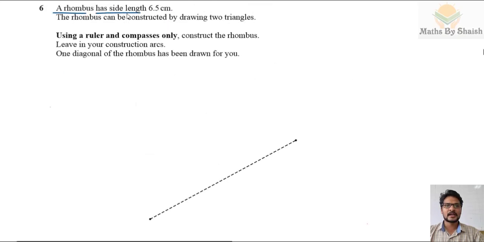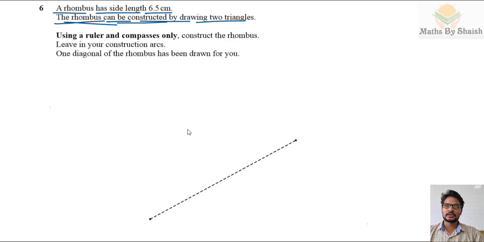A rhombus has side length 6.5 centimeters. The rhombus can be constructed by drawing 2 triangles. Using a ruler and compasses only, construct the rhombus. Leave in your construction arcs. One diagonal of the rhombus has been drawn for you. So this is a line, this is a diagonal.